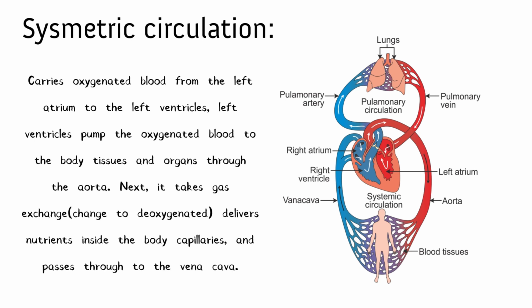The left ventricle pumps the oxygenated blood to the body tissues and organs through the aorta. Next, it takes gas exchange, delivers nutrients inside the body capillaries, and passes through the vena cava. Finally, the process repeats as the blood goes back to the right atrium.